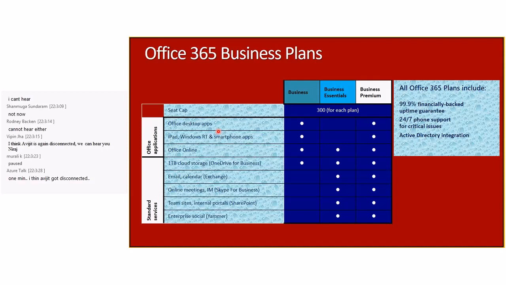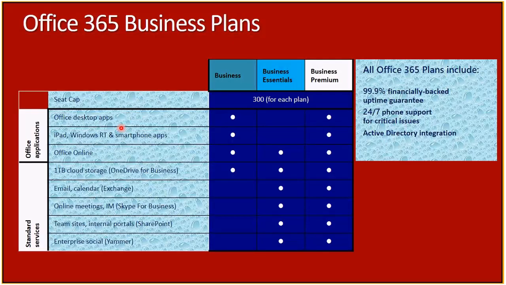I think there was a question about the seat cap, and Rodney explained it really well. The seat cap is the number of users you can license at one go when you purchase online. If you want more than that, you probably have to contact a Microsoft representative, and they can help you with more licenses. But when you're buying online without contacting Microsoft, that's the cap for all the plans, Business Essential and Business Premium.